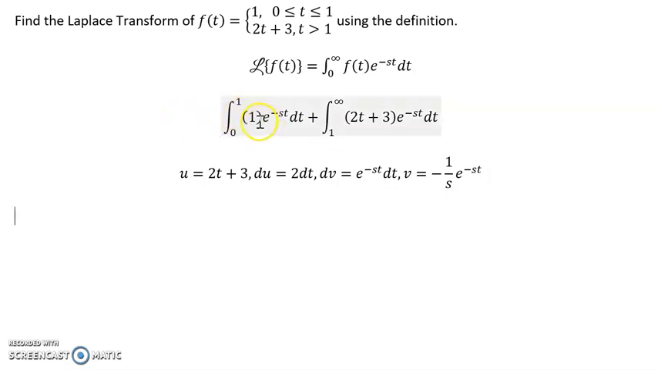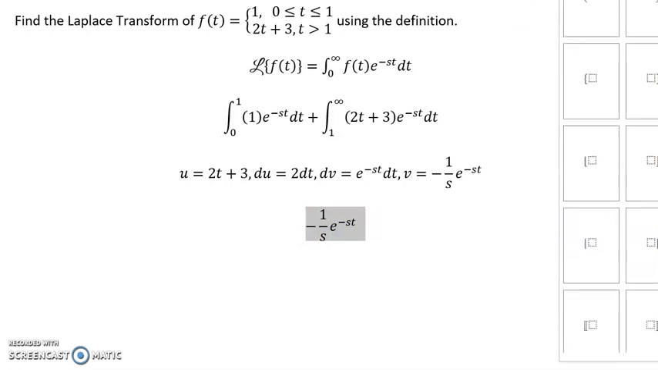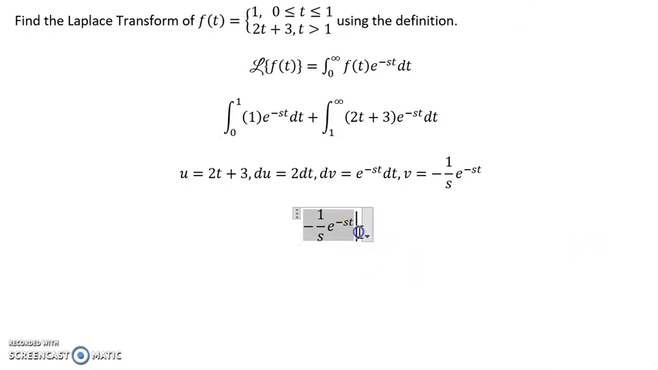Okay, so now if we integrate this first piece, we're just going to basically do this integration again. So we're going to get negative 1 over s e to the negative st, but we're only going to evaluate that piece between 0 and 1. And then we're going to do the other piece.